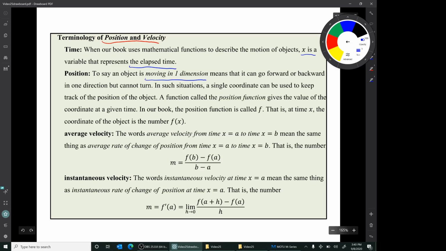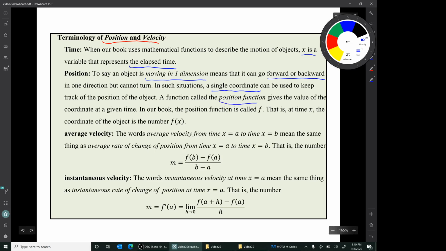And we're going to be talking about objects moving in one dimension. What does that mean? It means that an object can go forward or backwards, or like on a curving railroad track, but basically can't turn. There are no choices that can be made. So in that kind of situation, a single coordinate can keep track of the position. You can say that you have moved 5 miles forward from your original position, or 5 miles backwards, and it just means along that railroad track or along a straight road and so forth.